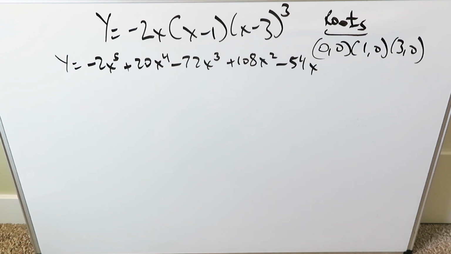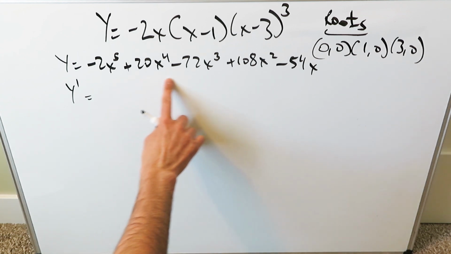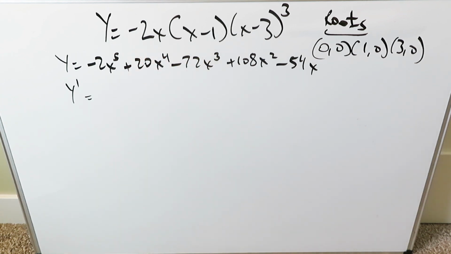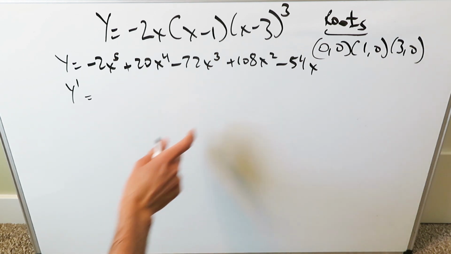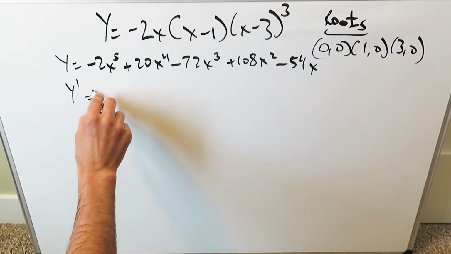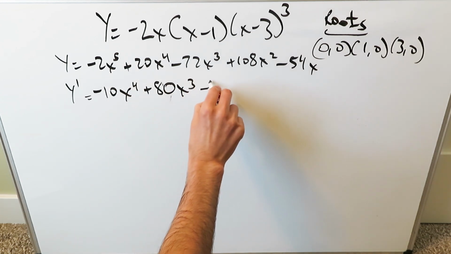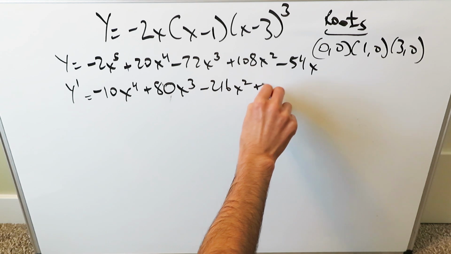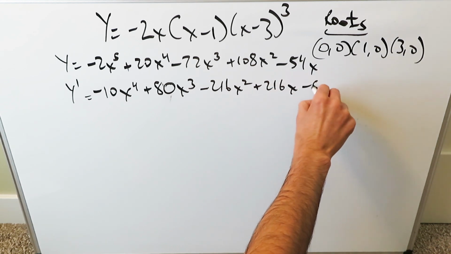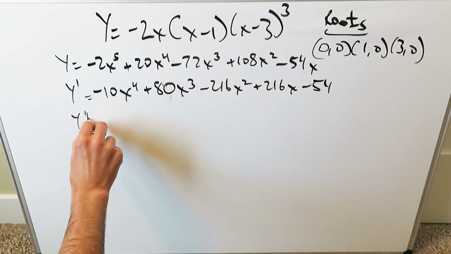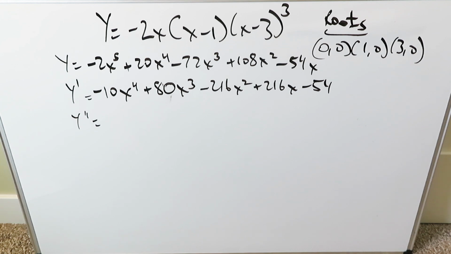You have a power of 5. It's a quintic polynomial. Now what we will do is take the derivative of this to determine our critical points. By using the power rule, it's easy. Here at the top I would be doing the chain rule and the product rule. It would become tricky, but this is very easy to handle. I have here a first order derivative: minus 10x to the 4 plus 80x cubed minus 216x squared plus 216x minus 54.